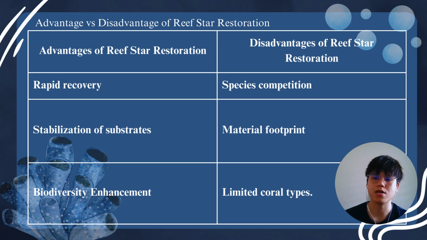Secondly, stabilization of substrate. The Reef Star provides a sturdy platform that stabilizes loose rubble, which is essential in areas previously damaged by destructive fishing practices, such as blast fishing. The third one is biodiversity enhancement. As corals grow over the Reef Star, new habitats are created for various marine species. This encourages the settlement of additional native coral and supports the overall biodiversity of the reef ecosystem, making it more resilient to environmental change.